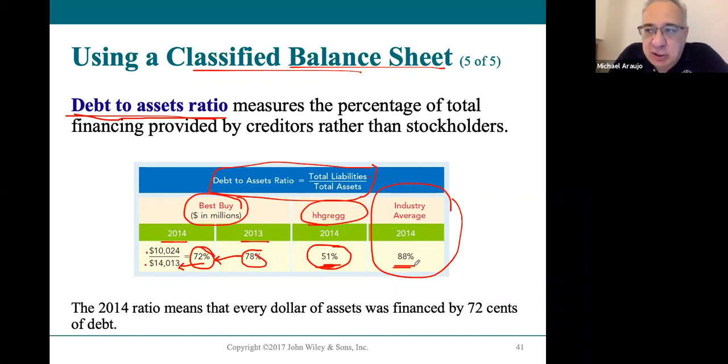So that means for every dollar in assets that the company has, they borrowed 88 cents to get it. This industry is stressed, okay? This is a very, very high debt to asset ratio for a retailer. It's not necessarily high for a manufacturer.